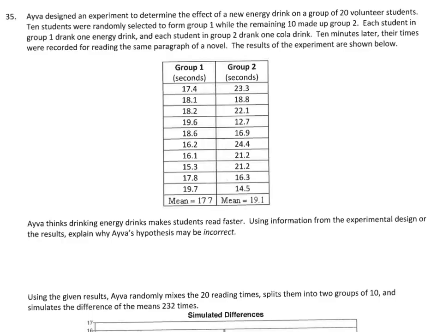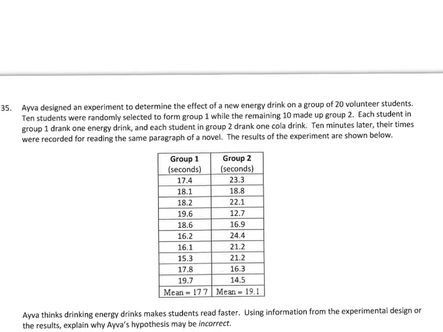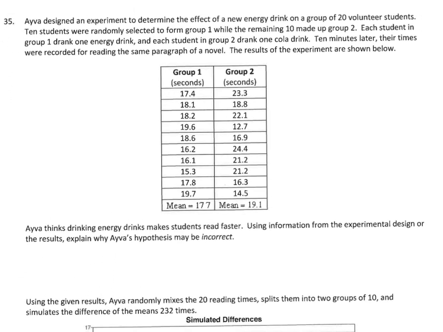Okay, you could hit pause and read number 35, but the gist of the question is that Ava took 20 students, she randomly put 10 of them into group 1 and 10 of them into group 2, and group 1 was given an energy drink, and group 2 was given a cola drink, and she wanted them to read a paragraph and see who read them faster.